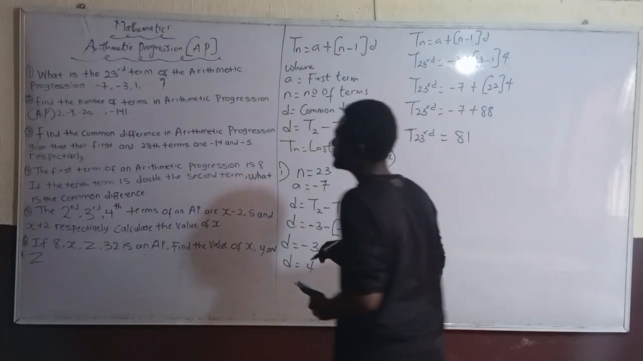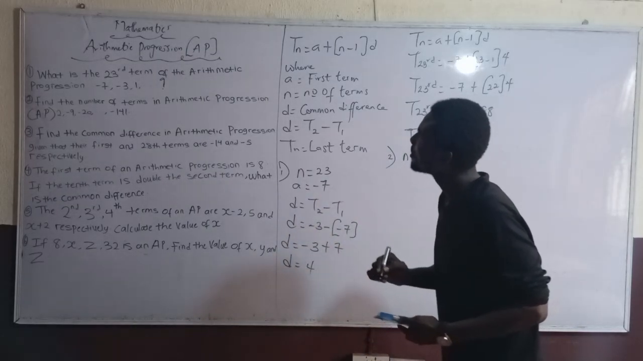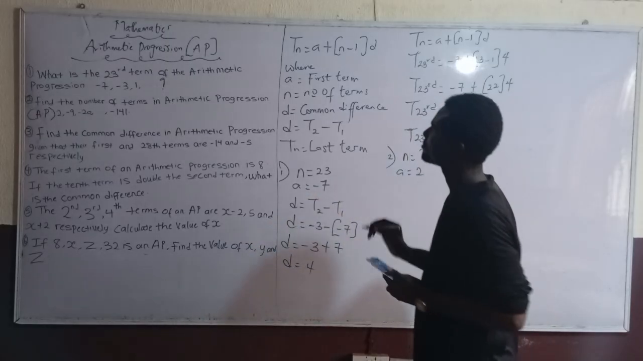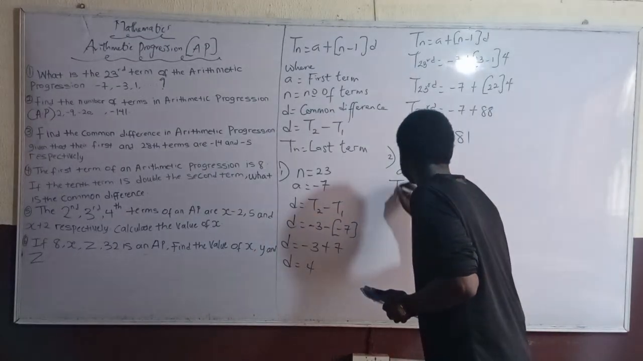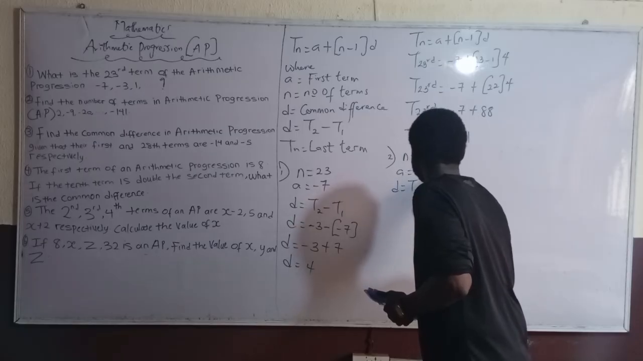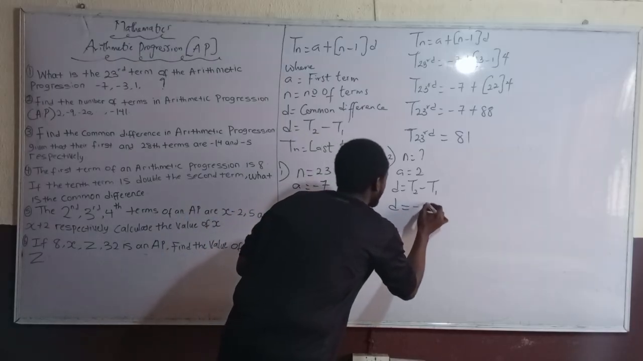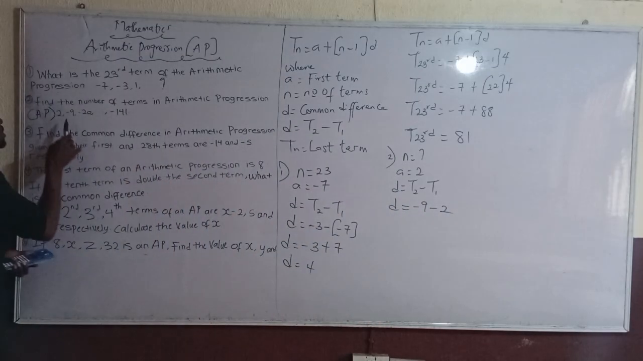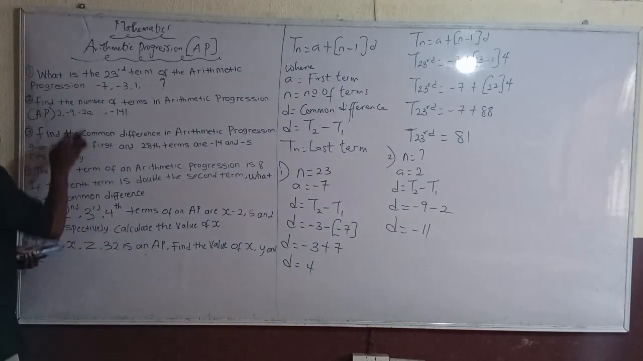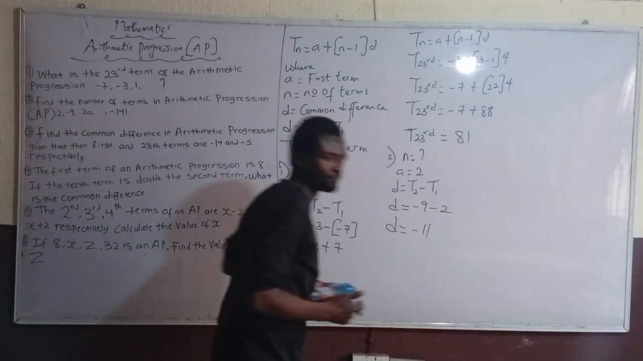Number 2, find the number of terms, that is n, in the arithmetic progression. My A is 2. That's the first term. My common difference is T2 minus T1. So my common difference here is what? T2 is minus 9, minus 2. So my common difference is what? Minus 11. Of course, if I do minus 20 minus minus 9, that is minus 20 plus 9, that will still give you what? Minus 11.